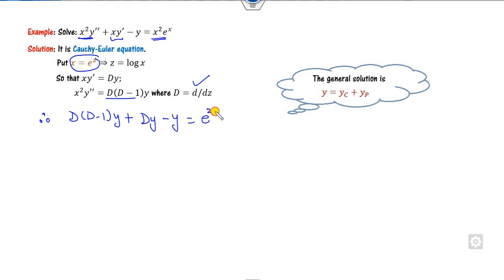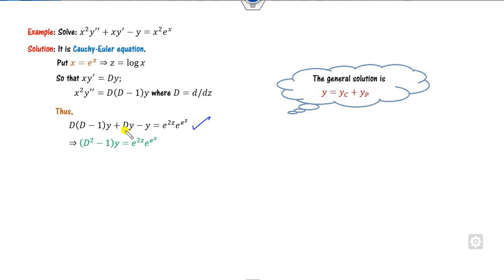So this is e raised to power 2z, and e raised to power x, what is the value of e raised to power x? e raised to power of e raised to power z. Now you can simplify this, this will be here. Now clearly say that the coefficient of the d square is 1. What is the meaning of the d square is?